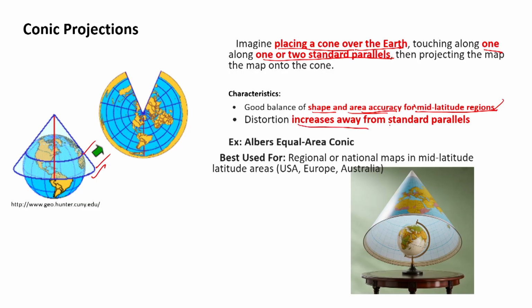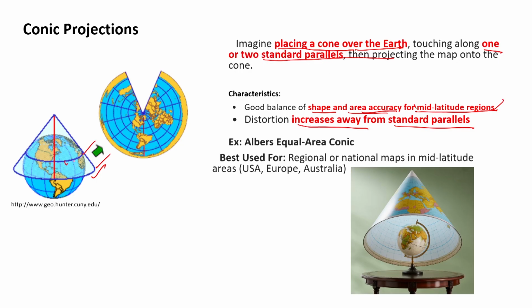Here also, the same thing: if you move away from the standard parallel, it will throw an error, in the sense that we can see more distortion. This is one standard parallel, this is the second standard parallel. Away from these, you may see distortion. An example is the Albers equal area projection. It is best used for regional or national maps for mid-latitude countries or mid-latitude zones. So, this is the basic understanding of conic projection.